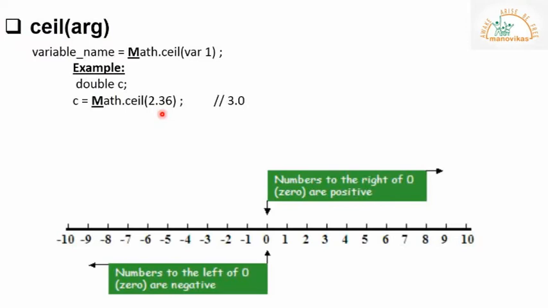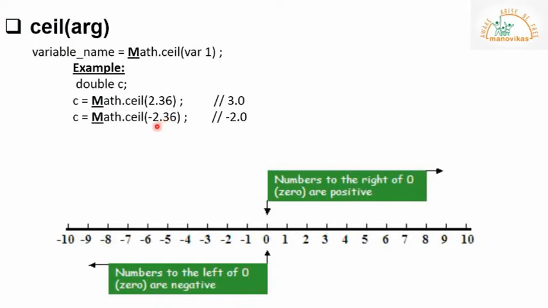Let's look at the number line. 2.36 lies between 2 and 3, somewhere here. Two numbers are involved, 2 and 3, because 2.36 lies between these two numbers. If I say 2, that is the lower integer of this value, and the higher integer value will be 3. So the result of this function will be 3. Since the return type is double, you will get the answer as 3.0.